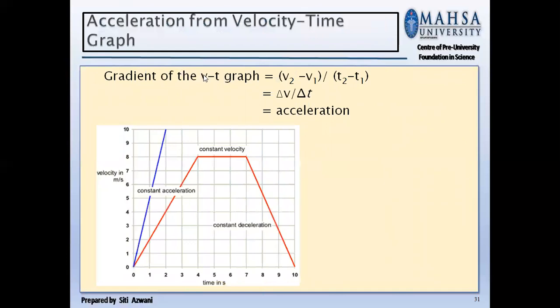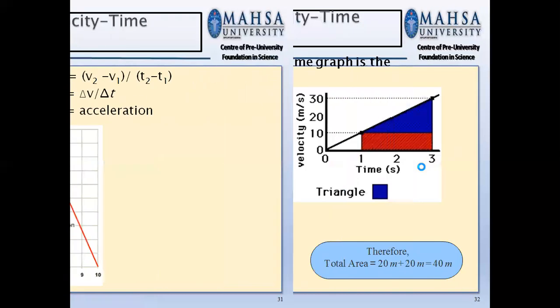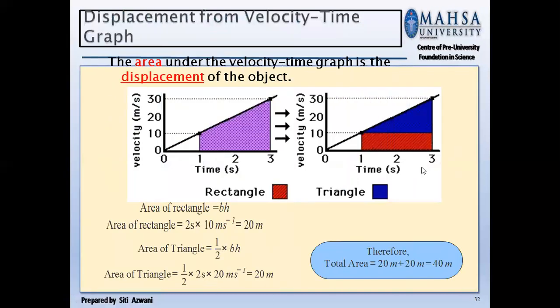So the gradient of v versus time is the change of velocity divided by the change in time, dv over dt. So the gradient, or the slope, is equal to the acceleration. Also you learn this part in detail in physics 1. Okay, next example, the graph.